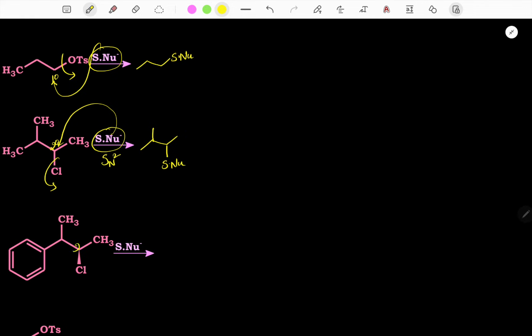Next one, it is a secondary chloride treated with a strong nucleophile. SN2 is possible, and the nucleophile attacks from the back side with respect to the leaving group. We think about stereochemistry only when it is mentioned; in other cases it is not needed. So the nucleophile is below the plane and the leaving group is above the plane. Finally, after attacking, the nucleophile is below the plane.